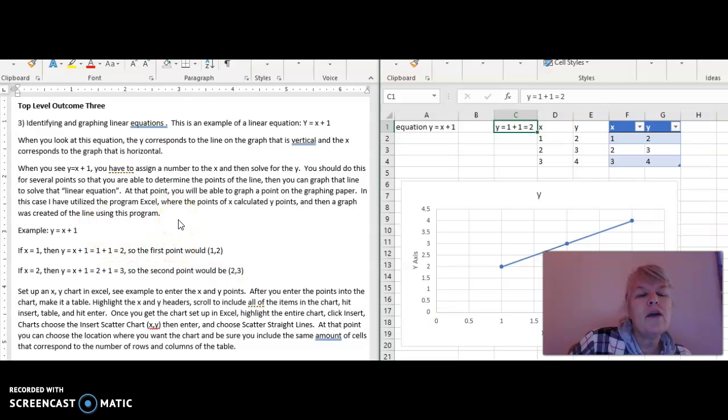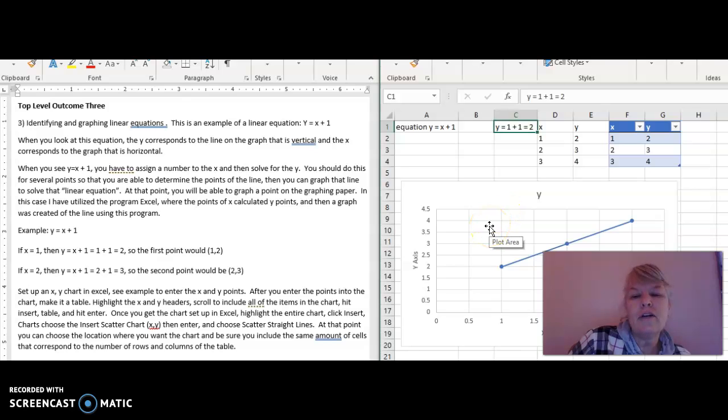When you see y equals x plus 1, you have to assign a number to the x and then solve for y. You should do this for several points so that you're able to determine the points of the line. Then you can graph that line to solve that linear equation. At that point, you'll be able to graph a point on the graphing paper.